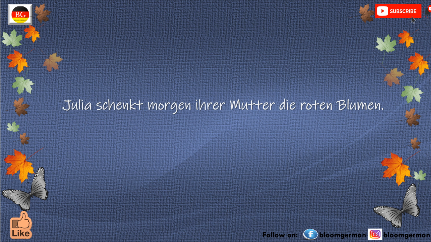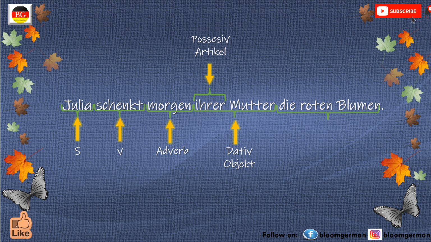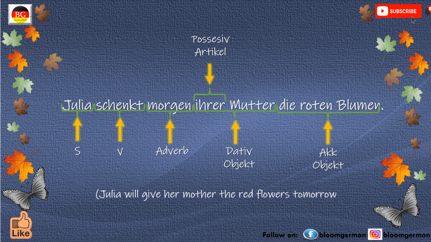Zum Beispiel, Julia schenkt morgen ihrer Mutter die roten Blumen. Julia is the subject, schenkt is the verb, morgen is the adverb, ihrer Mutter is the dative object. Ihrer is a possessive article. Die roten Blumen is the accusative object. Julia will give her mother the red flowers tomorrow.